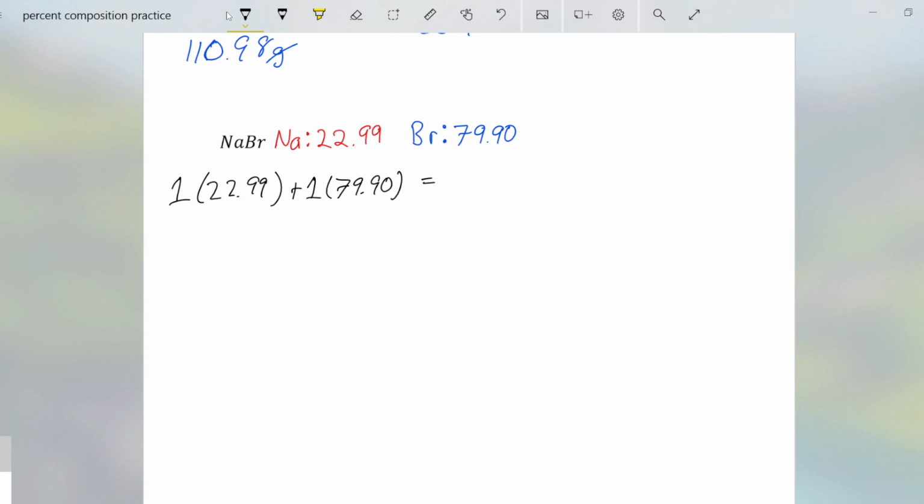This is the same thing as just straight away adding 79.9 to 22.99. So if you want to do that, it won't make much of a difference. Mathematically, it won't change anything. It's just that sometimes we like to do things in a very careful and procedural way, and so we put our ones out in front just to reinforce the idea that it's 1 atom in this molecule.